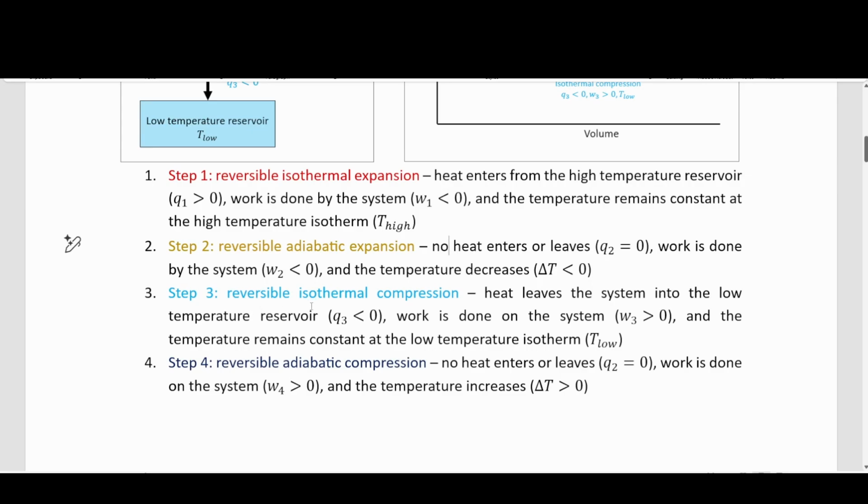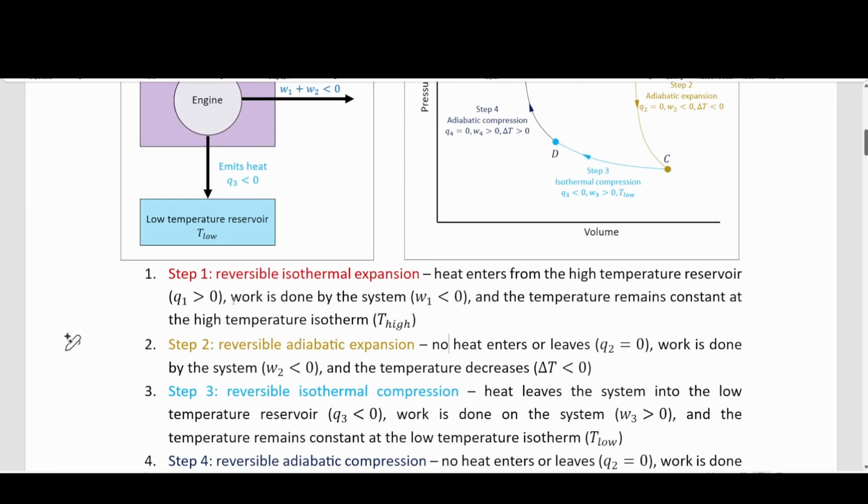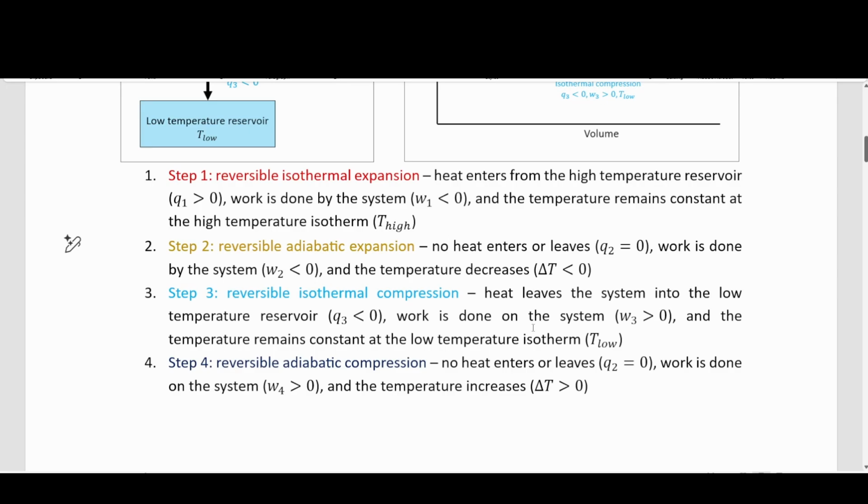Step 3, reversible isothermal compression. Heat leaves the system into the low temperature reservoir. So that was what was going on up here. So we have the heat going into the low temperature reservoir. Work is done on the system, and the temperature remains constant at the low temperature isotherm. Step 4, reversible adiabatic compression. No heat enters or leaves. Work is done on the system, and the temperature increases.